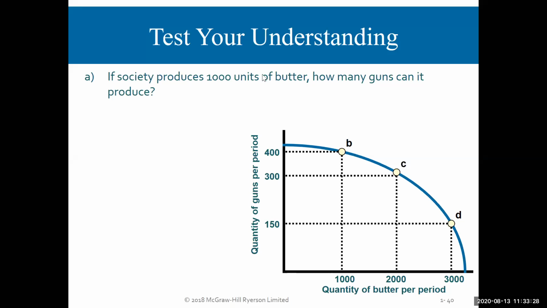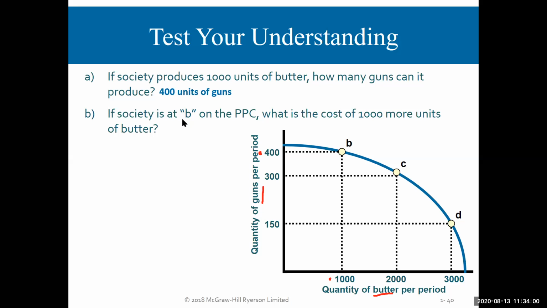Let's look at a quick example to kind of explain this. The first point here says, if society produces 1,000 units of butter, how many guns? Well, we know we've got guns and butter. So let's look at 1,000 units of butter right here. And our production possibility curve says we can go up, and the maximum amount of guns we can produce is 400. Let's see if we've got that correct. Yep, 400 units of guns.